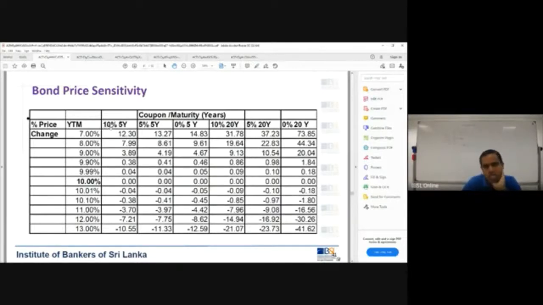So at a 5-year maturity, the 10% coupon you will see is less sensitive than the 5% coupon, right? So lower the coupon, higher the sensitivity. See, the 0 coupon bond is very much sensitive, 14% against the 10% coupon's 12%. Likewise, even if yields go up, the 10% coupon bond will drop less, whereas the 0% coupon bond will drop by a much larger amount.